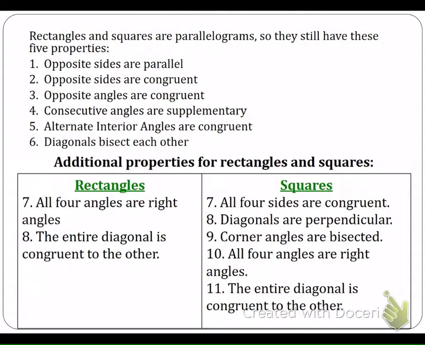Now, in a square, since a square is a rectangle, all of the special properties of a rectangle are true. All the special properties of a rhombus are true. So I know all 4 sides are congruent. Diagonals are perpendicular. Those 2 rules are from yesterday. Corner angles bisect, still true from yesterday. And then 10 and 11 are straight from the rectangle one. So even if you want to just put an arrow over, you don't have to write it twice. So the square has a lot of interesting things going on.